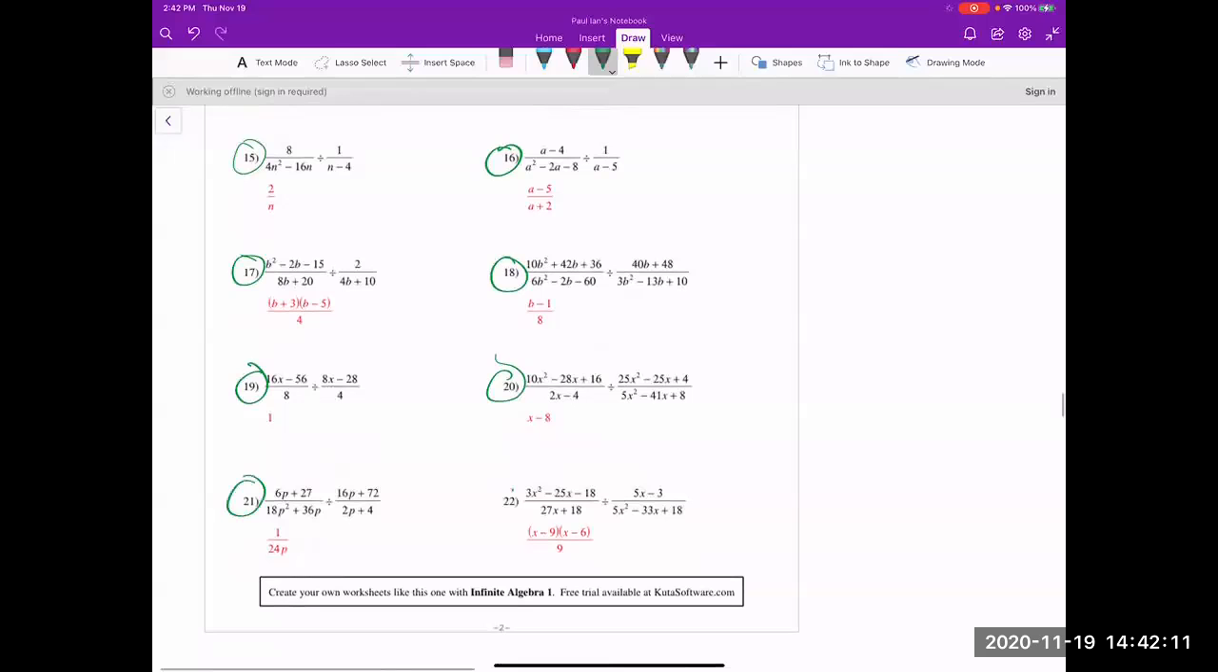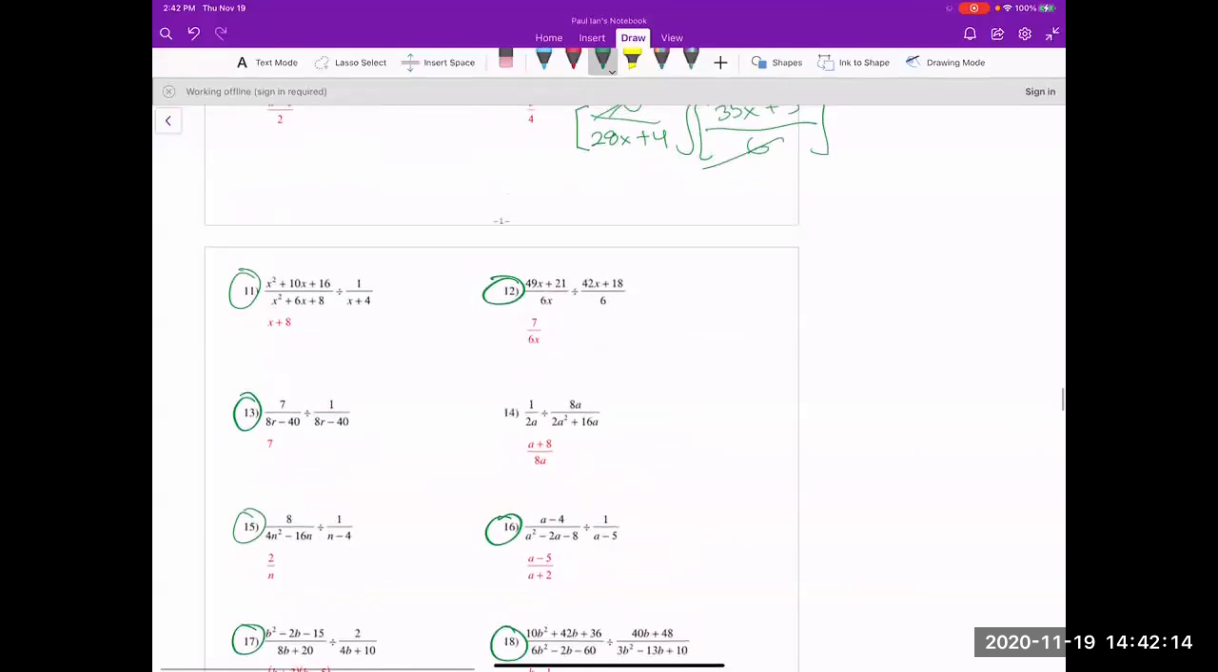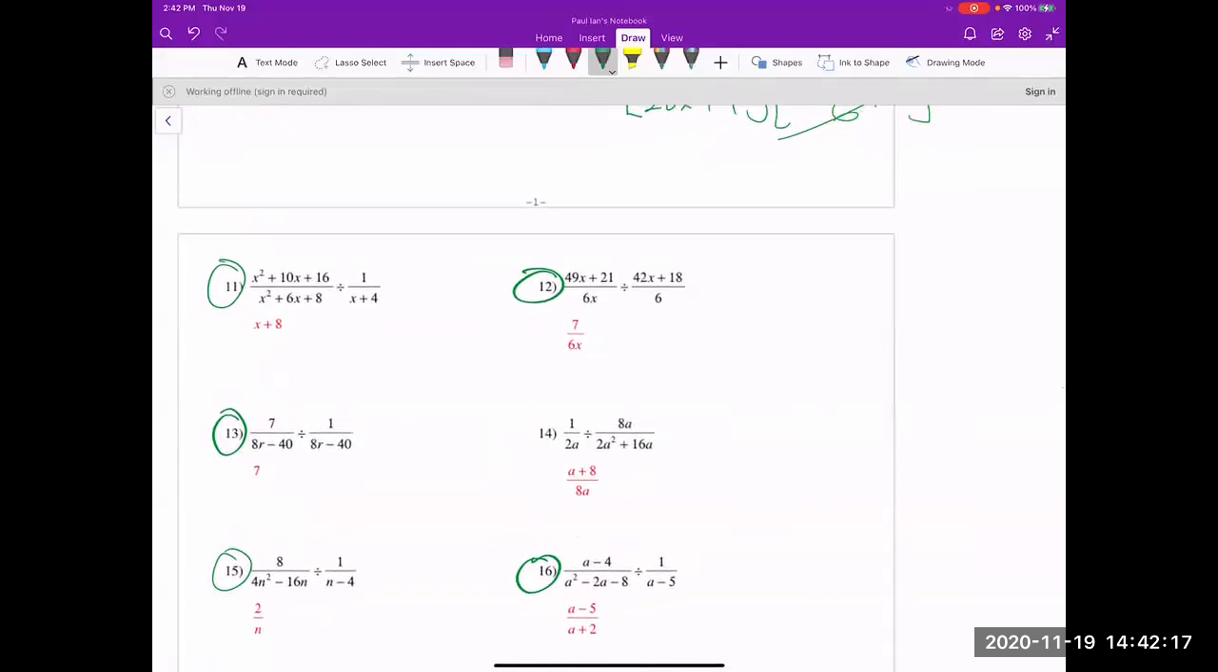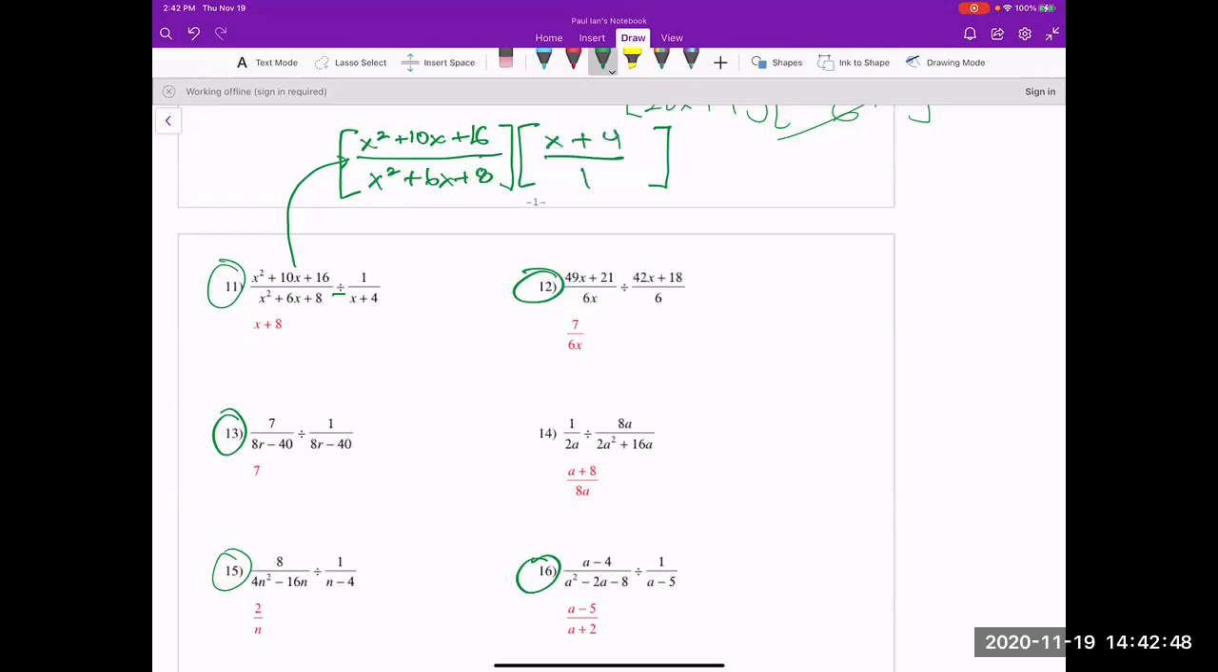So let's see. We'll cover these step by step. When you have something being divided, you have to multiply it by its reciprocal, or the switch of it. So it's going to be x squared plus 10x plus 16 over x squared plus 6x plus 8. And you multiply this by the denominator, so x plus 4, over 1.